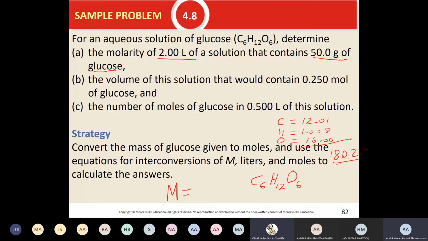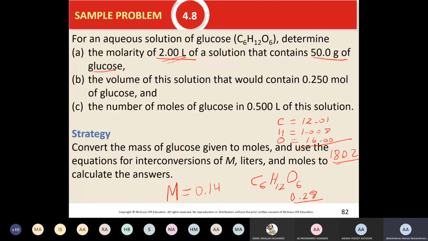0.28. Exactly. Good. What's the molarity? 0.13. 0.14. How come? This divided by the 2 is 0.14. Exactly. Is this clear? Good.